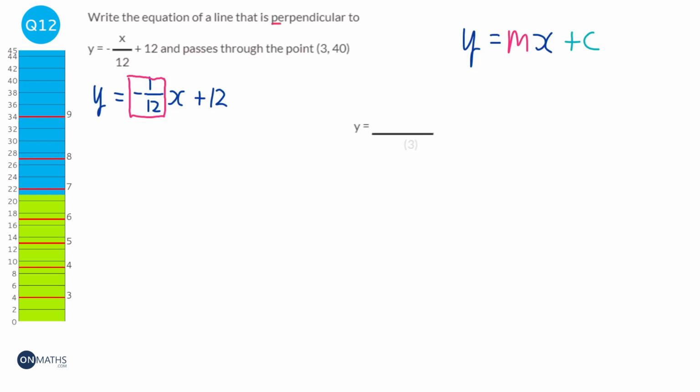We're told it's perpendicular. Now, when two things are perpendicular, to find the gradient of the other one, if we know one of them, you've got to change the sign and find the reciprocal of the fraction. So to find our gradient, we're going to change the sign, so it's negative, so our gradient is going to be positive, and we're going to flip it. We're going to find the reciprocal. Reciprocal of 1 over 12 will be 12 over 1, or just 12. So the gradient of our line is going to be 12.